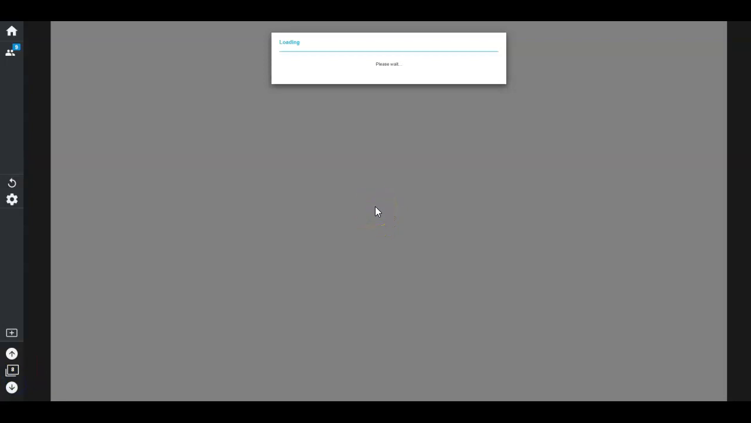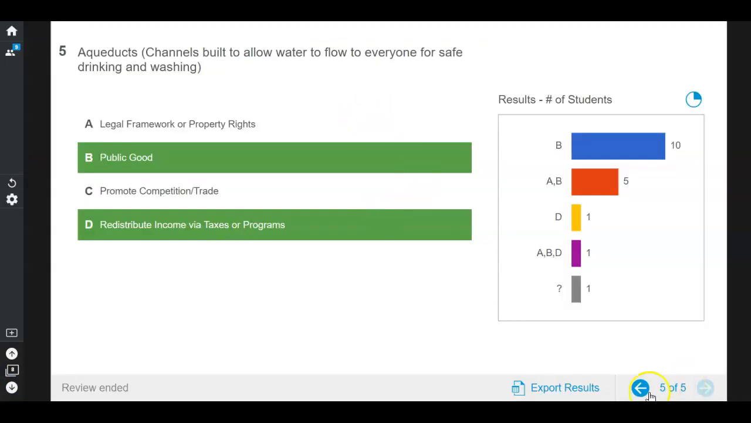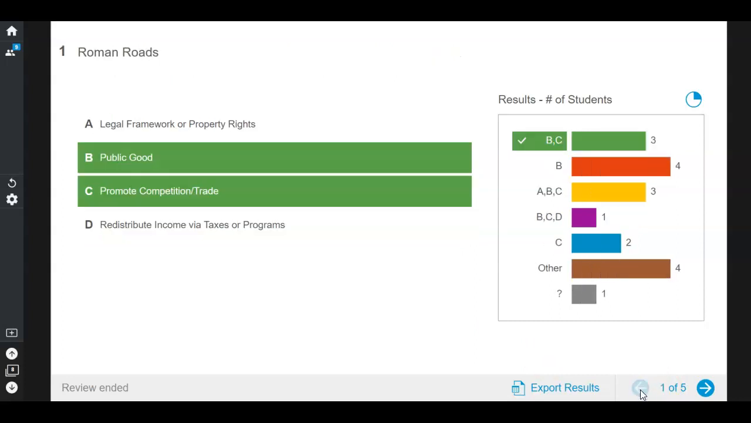So the next thing that students were asked to do was think about 5 different programs of the Roman government and which function of government that program would be an example of. So the Roman roads fell under the categories of public good because everyone in the empire gets to benefit from and use and travel along the roads, as well as promoting competition and trade. One of the main reasons, other than the movement of the military, that the roads were built and maintained by the government was in order for trade to be able to flourish and move freely about the empire.